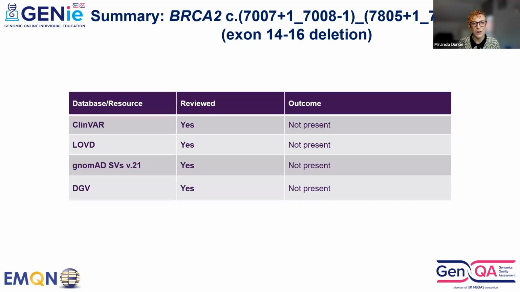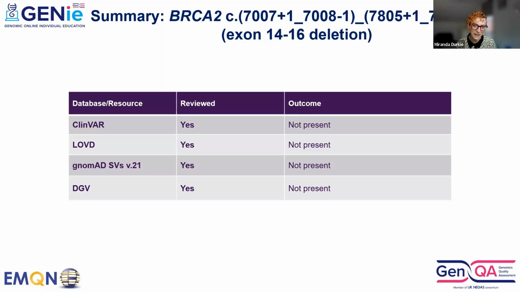So these are the databases and resources that we have reviewed for this. They are fairly standard to the small variants that we would normally check, but in this case we've also checked DGV, which is the Database of Genomic Variation, which is mainly CNV data from arrays. So a bit of a caveat there, but because this is a fairly large CNV, it should be picked up by those SNP array studies.